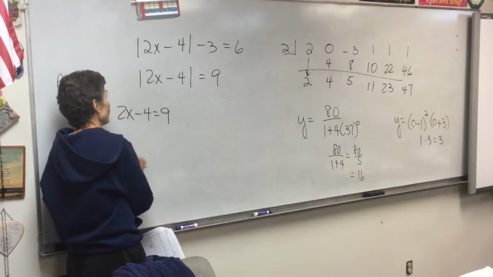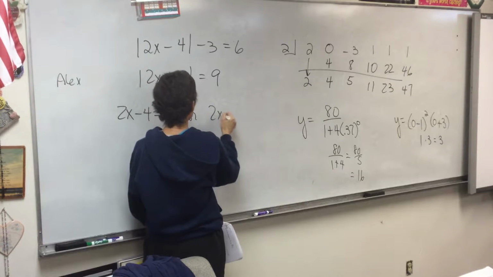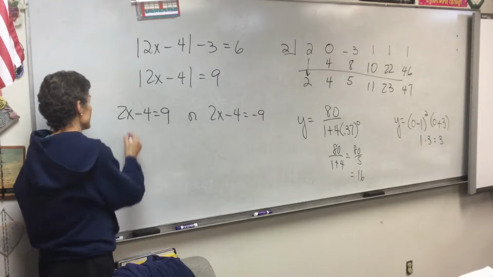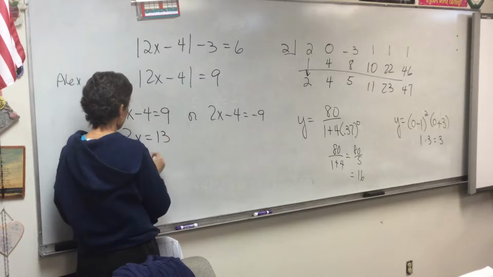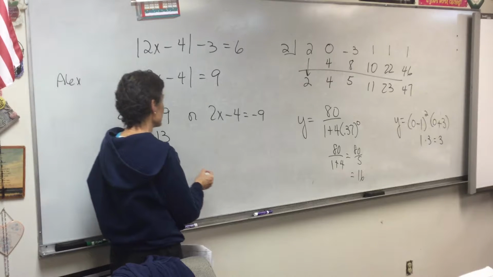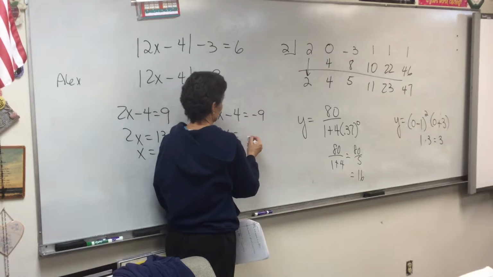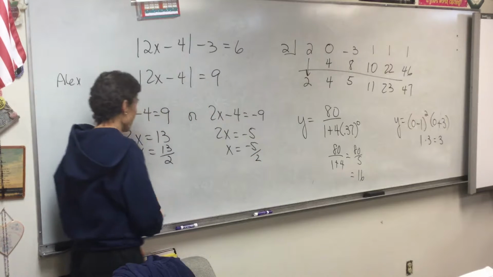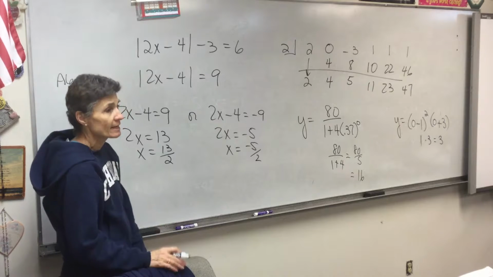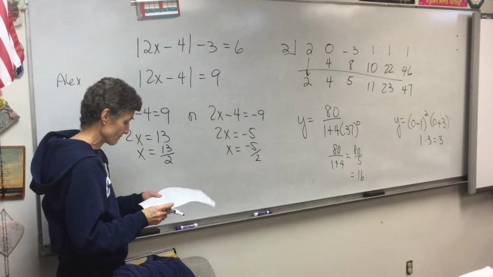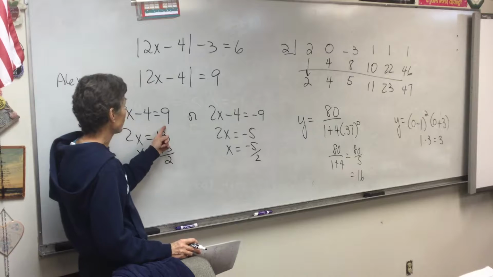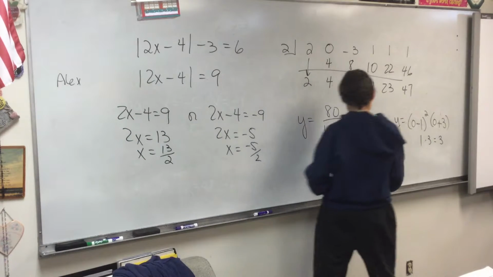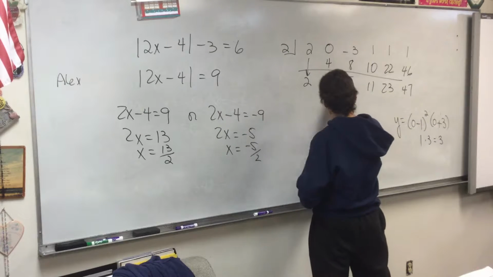So 2x minus 4 equals 9, or 2x minus 4 equals -9. So 2x equals 13, x equals 13 halves. Absolute values are going to have 2 answers. And this time the 2 answers are 13 halves and negative 5/2. So 2x minus 4 equals 9, 2x minus 4 equals negative 9. That is your strategy.